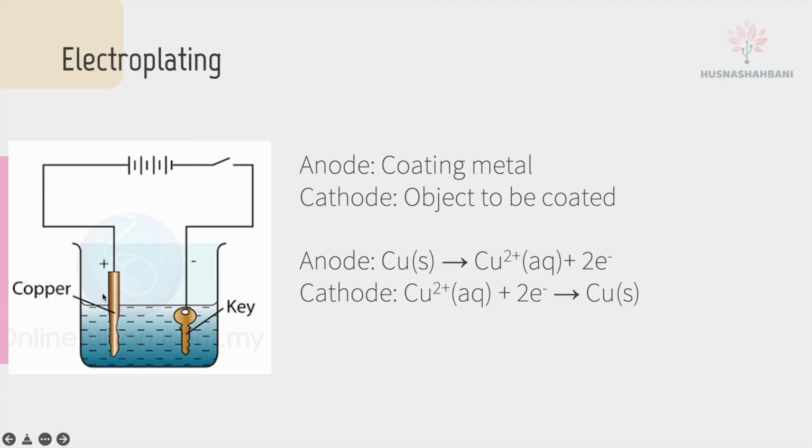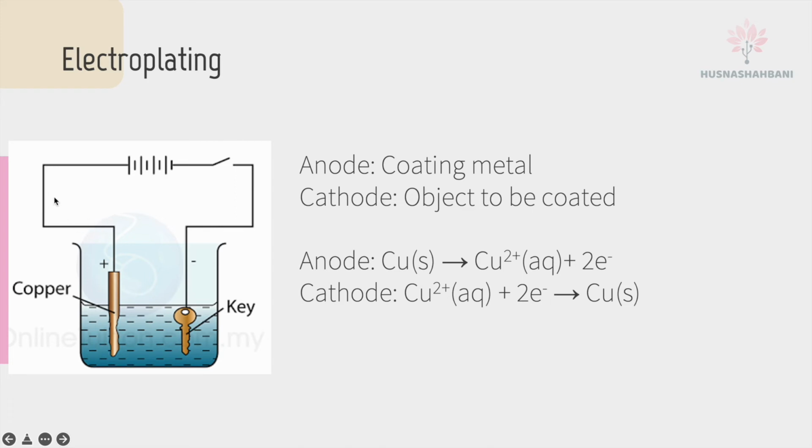So we know at the anode, oxidation will occur. The copper solid will lose its electrons to become Cu2+. So the solid will become Cu2+ ions, losing electrons. That's why this copper metal becomes thinner and thinner, because you keep converting this metal to Cu2+. That is what will happen at the anode.